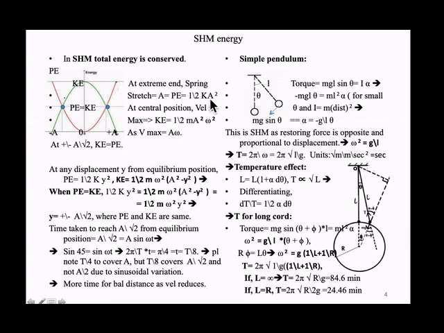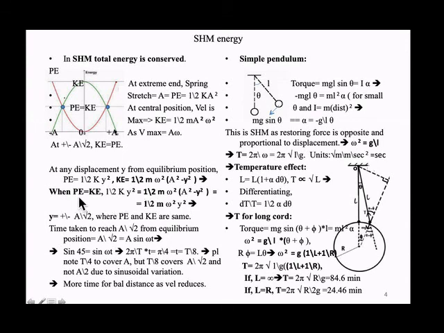Mgh means half kx square. Energy stored in a spring is half k x square, half k y square. So both are the same. From this also, half k y square is equal to half m a square omega square. When I equate it, omega square is k by m. Here also we can equate. This is the angular frequency.